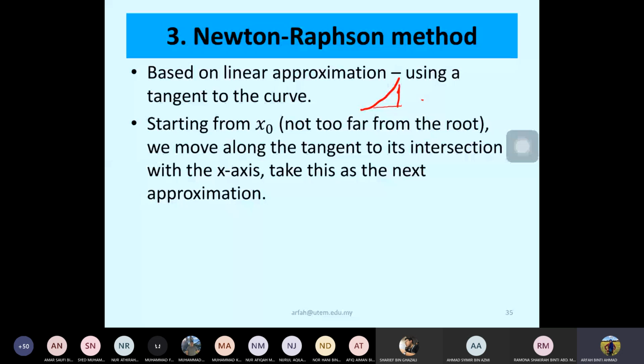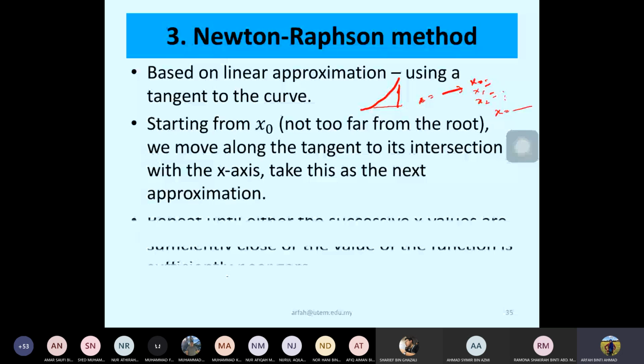Meaning that kita akan dapatkan equation for the x, then from here you will do the iteration, so you will get x0, x1, x2, up until finally you get what is the solution for the equation of x. Okay, so repeat until either the successive x values are sufficiently close or where the function is sufficiently easy. So kita akan repeat notation sampai awak dapat dia betul-betul close or the value is sufficiently dekat dengan.